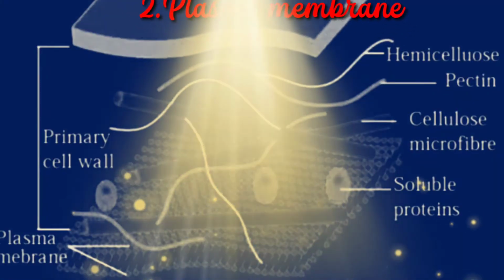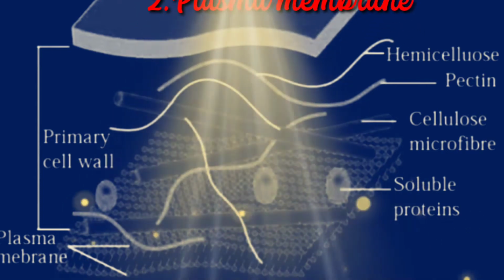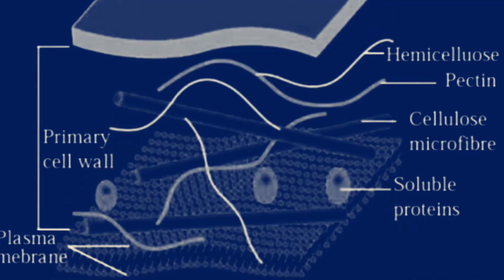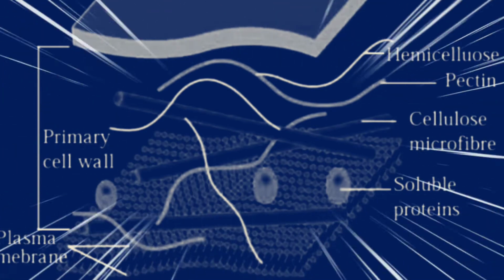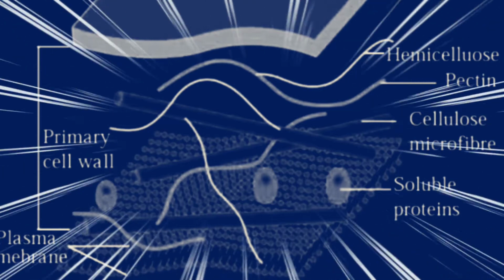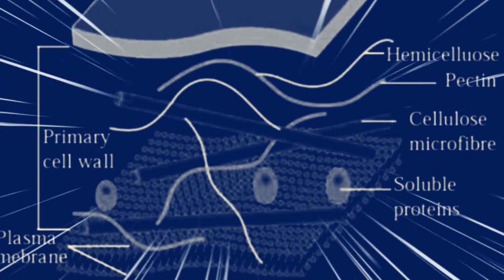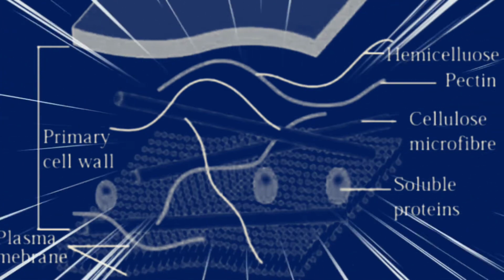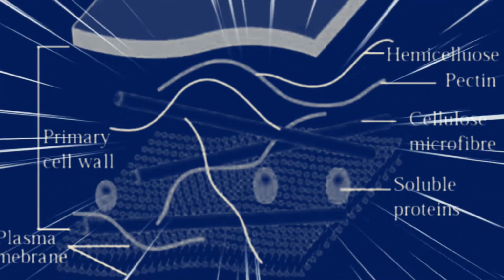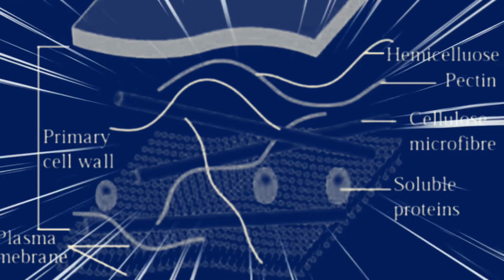Let us move towards second, plasma membrane, that is cell membrane. Students, it is a thin, fragile and elastic covering that separates the cell components from outer environment. Structure of plasma membrane: protein molecules are embedded in 2 layers of phospholipids.